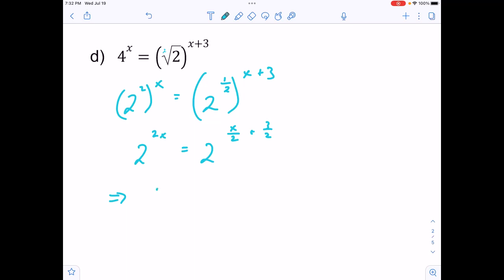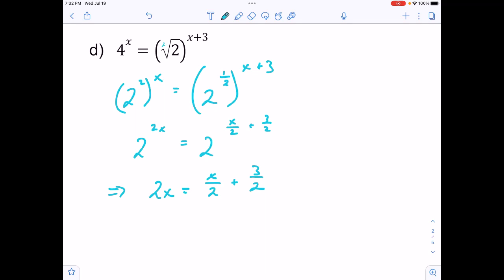Add that little arrow. 2x is equal to x over 2 plus 3 over 2. Let's multiply everything by 2 to get rid of the denominators there. So I'll have a 4x is equal to x plus 3. Bring my 1x over. That'll become a 3x is equal to 3, or x is equal to 1.